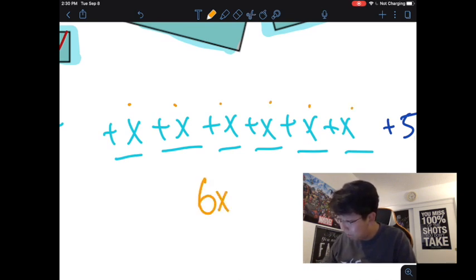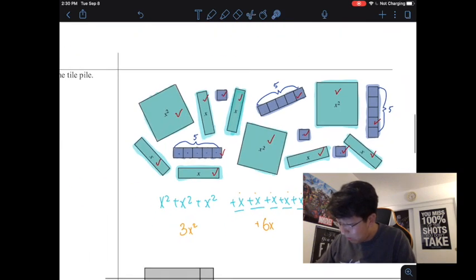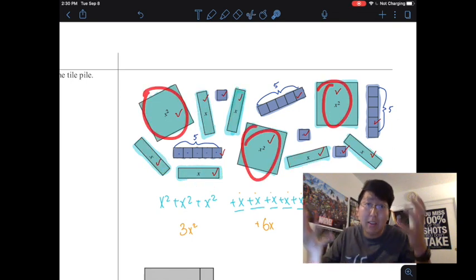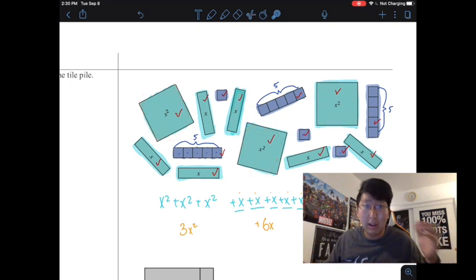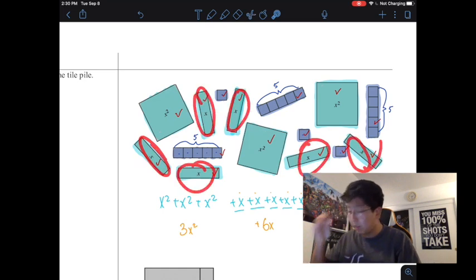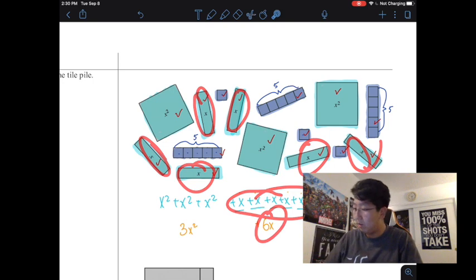And I'm going to go back. I'm going to check how many x's there are. 1, 2, 3, 4, 5, 6. And it's not fair for me to go 7, 8, 9. They are not the same. Do not do that. Okay? Make sure that you're counting them separately. There's 1, 2, 3 x squared tiles, and then there's 1, 2, 3, 4, 5, 6 x tiles. Okay.